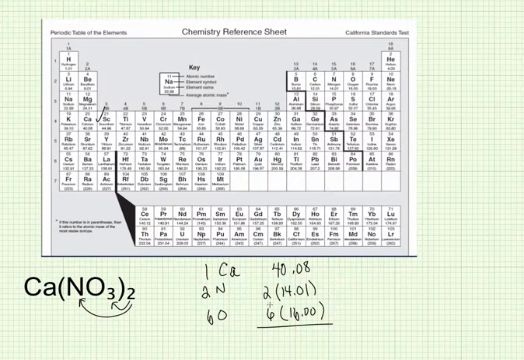Once I find out the mass of each of the atoms, then I have to add them up, which gives me a molar mass of 164.10 grams per mole.